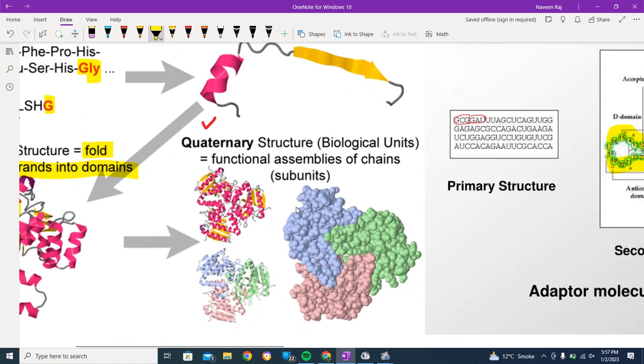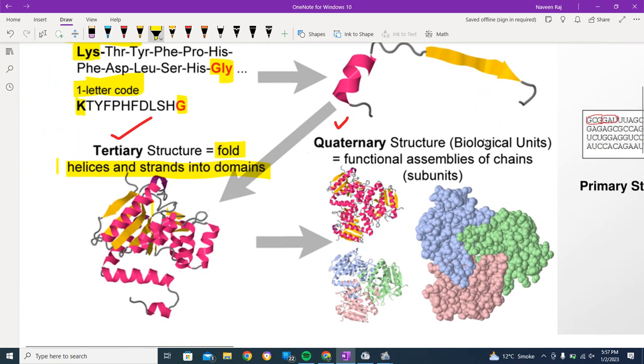Okay, so let's move to the quaternary structure. Biological units, functional assemblies of chain subunits. If you talk about the quaternary structure, they have more than one polypeptide chain. Always they have more than one polypeptide chain, and different tertiary structures combine to form the quaternary structure, you can say, in a way. And hemoglobin is a great example of the quaternary structure. In hemoglobin we have two kinds of chains: 2 alpha helix chains and 2 beta helix chains.